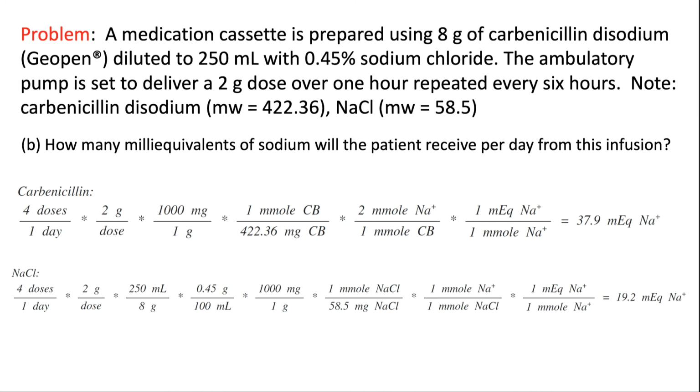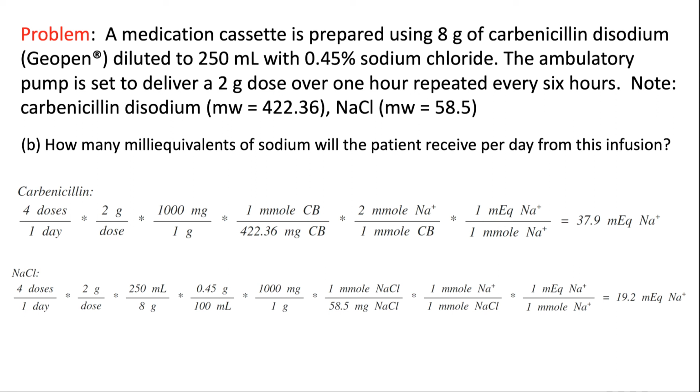So our next step is to determine the amount of sodium from the sodium chloride solution, the 0.45% that we have. Let's start in the same place. It gets a little tricky in the beginning, and it ends up being the same. So the start is the same, 4 doses per day. We also know that each dose was 2 grams of carbenicillin. So we're still going to multiply 4 doses times 2 grams over each dose, so that doses cancel. I'm now still in the same place. I'm in grams of carbenicillin.